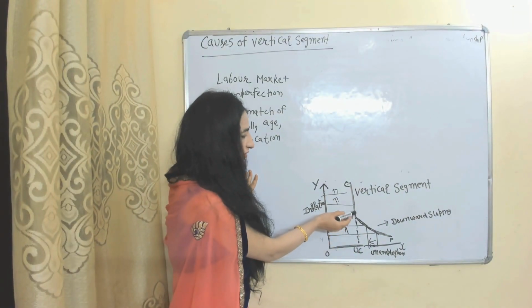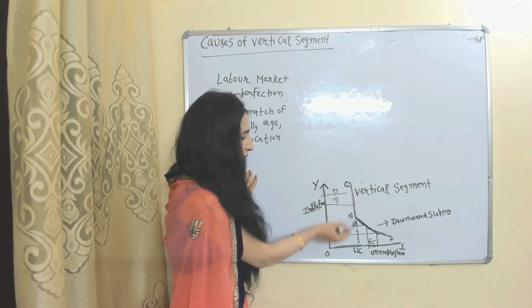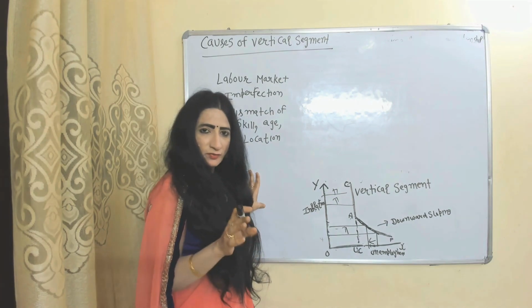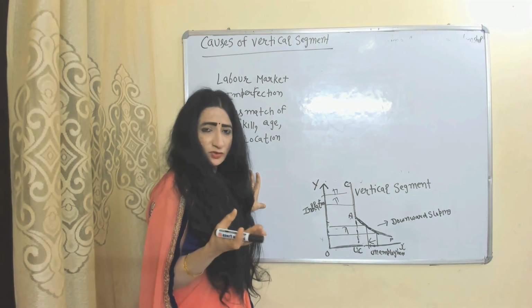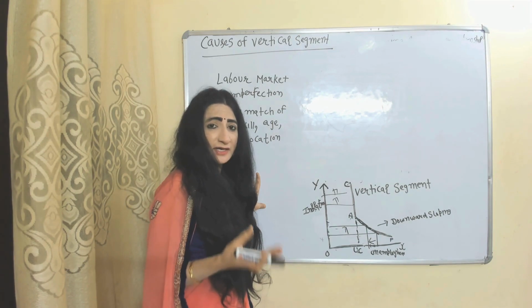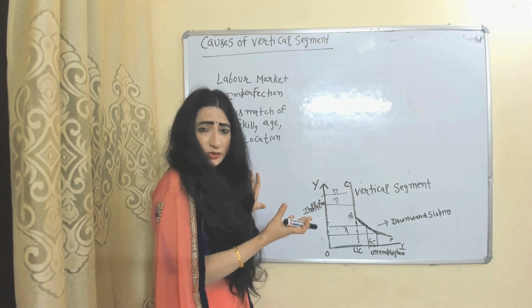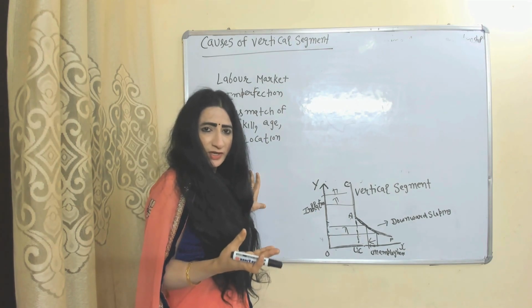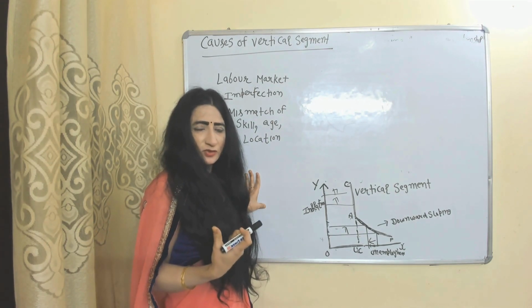What is cause of this vertical segment? Why unemployment is not reducing? According to Milton Friedman, unemployment is not reducing because now people are demanding higher wages due to inflation. That's why businesses are not hiring more employees. So unemployment rate is not reducing.